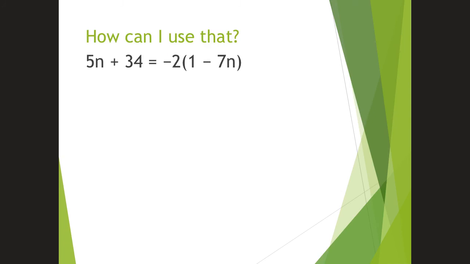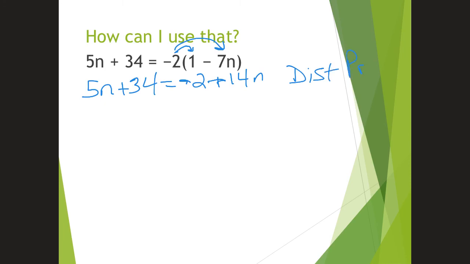So let's look at this last slide. It gets a little bit more interesting. Well, notice here, I have something going on here. I could use my distributive property. So, first thing I would do is use my distributive property. So I write 5n plus 34 equals negative 2 times 1 gives me negative 2. Make sure that looks like a negative. Negative 2 times negative 7n gives me positive 14n. And this is my distributive property, dist prop, which you remember from last year.